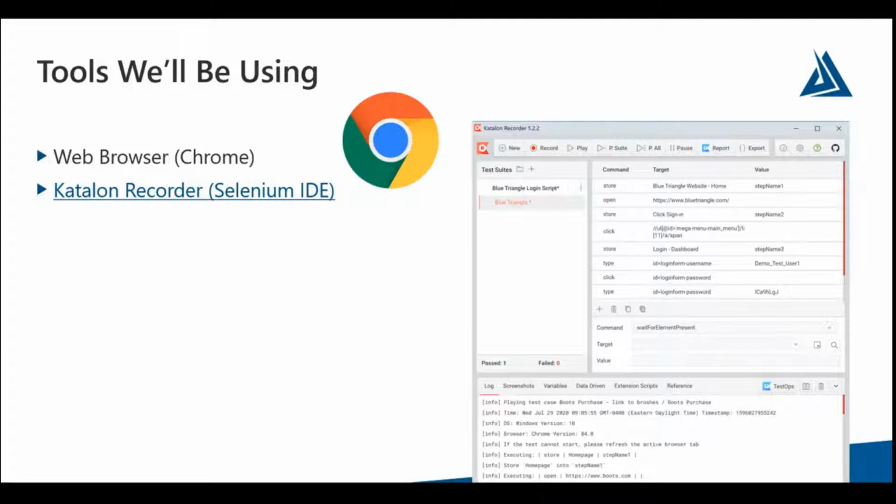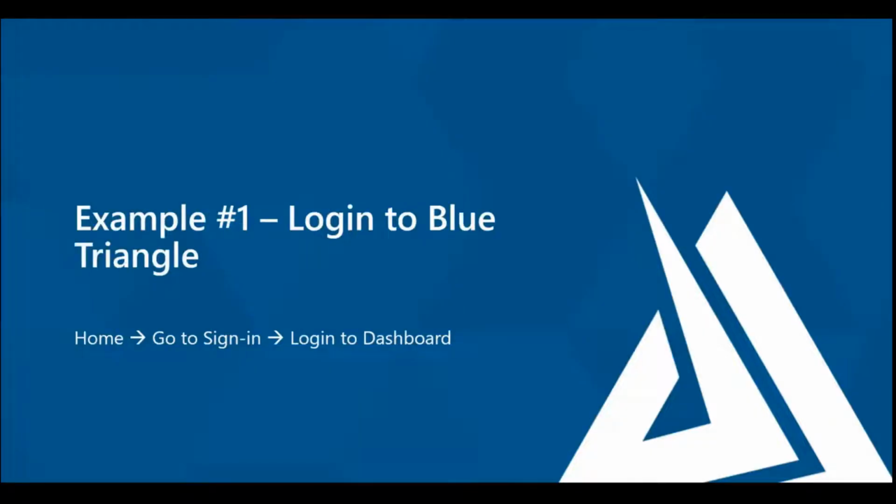You'll have your script over here, and then each of these rows in the table is going to be a different command. And then at the bottom there's some more details about logging, and there's a command reference and some other things. All right, so kind of high level, that's where we are here. So we're going to jump over into Katalon right now, and we're going to start with example number 1, which is kind of a basic script. And what we're going to do is log into Blue Triangle.